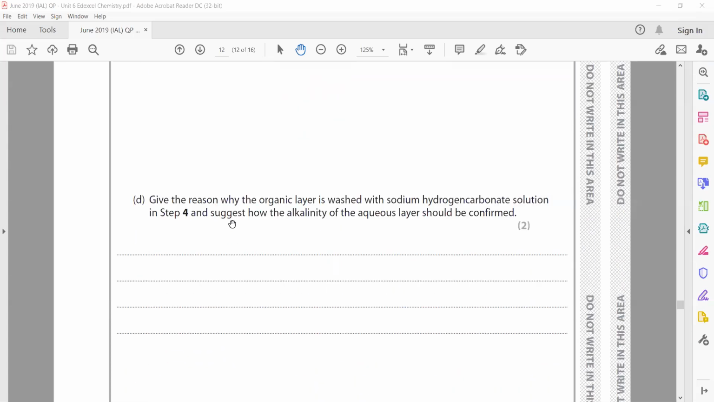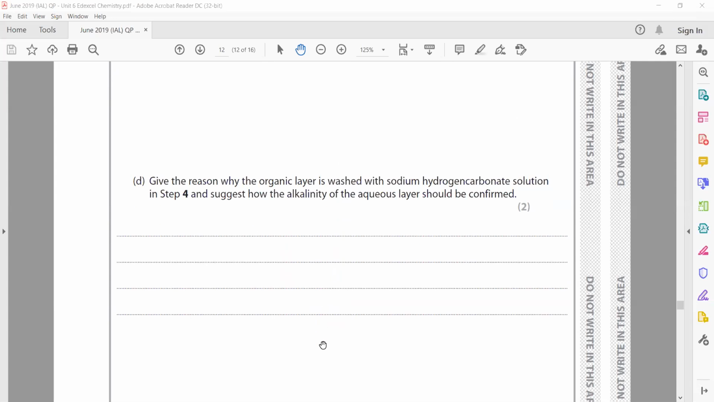Give the reason why the organic layer is washed with sodium hydrogen carbonate solution, and suggest how we can confirm that the aqueous layer has turned alkaline. So what is the reason for adding sodium hydrogen carbonate? The purpose of sodium hydrogen carbonate is to neutralize the acid which we added in the beginning as a catalyst, to remove any trace of acid. Ethanoic acid is also a reactant, so that also it will remove.